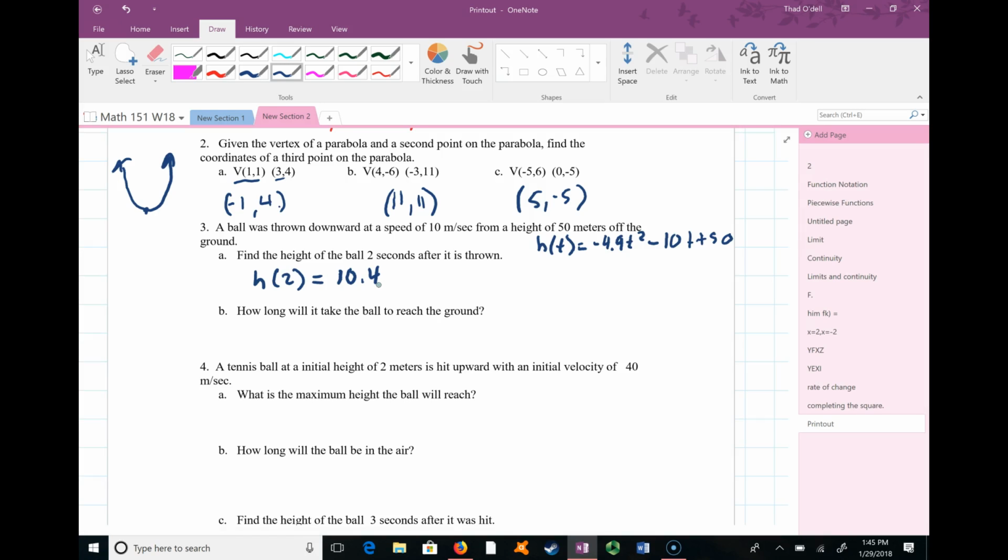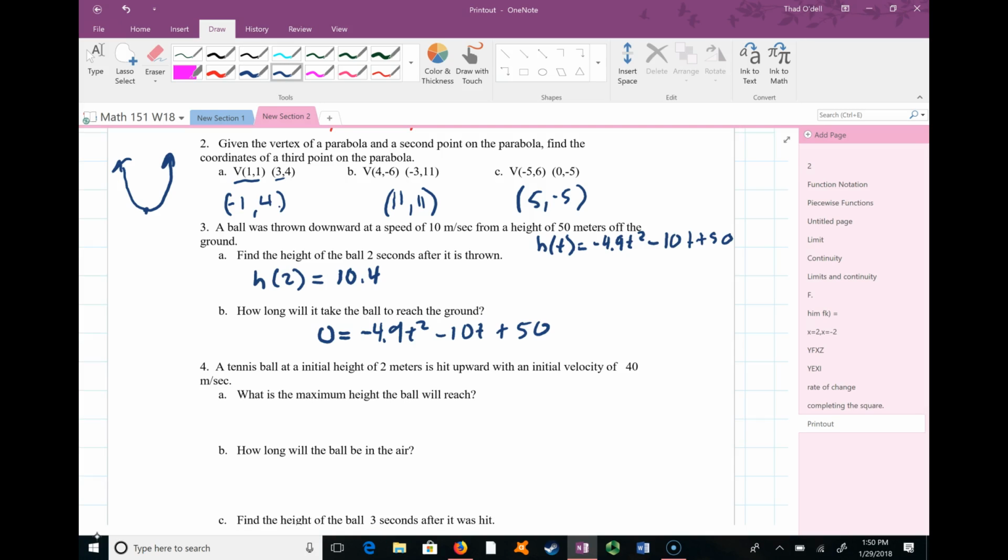Now, in this case, I'm looking for height to be 0. So I'd set my equation equal to 0. So I have this negative 4.9t squared minus 10t plus 50, and I would solve that equation. Now, to solve this equation, it's not factorable.